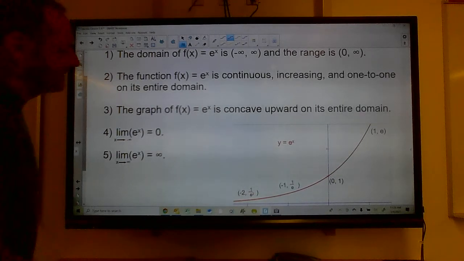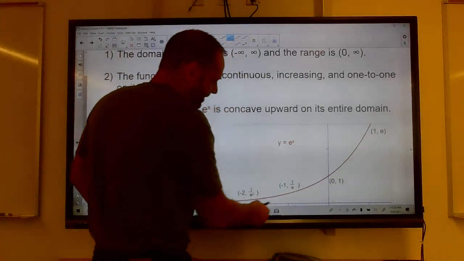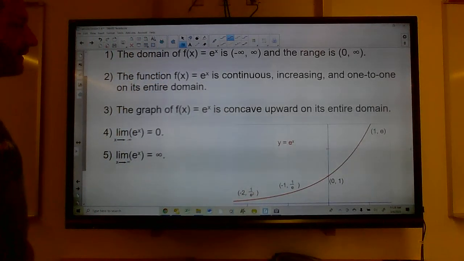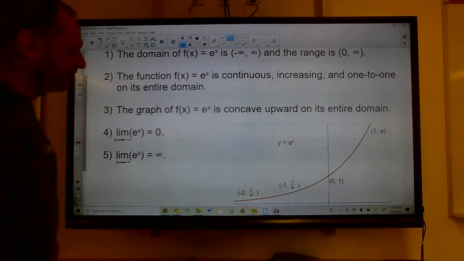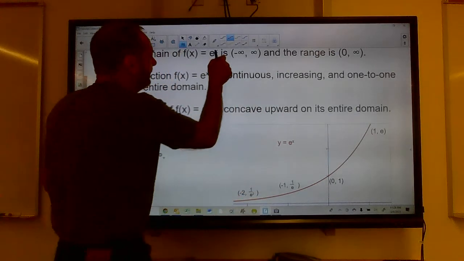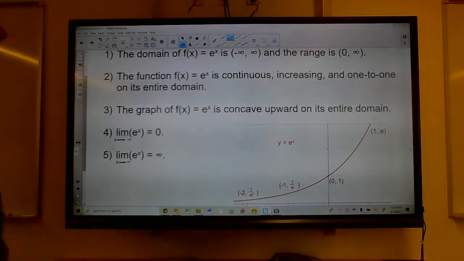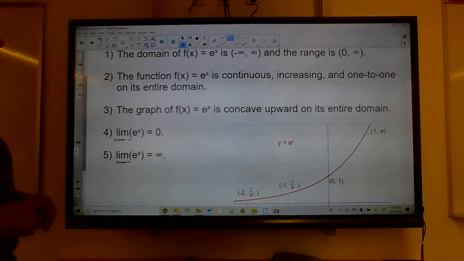So this is what e to the x looks like. It's got a horizontal asymptote at 0. So it never really reaches 0, but it gets as close as you want. Okay, so I can put in any number I want in here and take e to that power, and I get out any number above 0. The function f of x equals e to the x is continuous, increasing, and 1-to-1 in its entire domain.